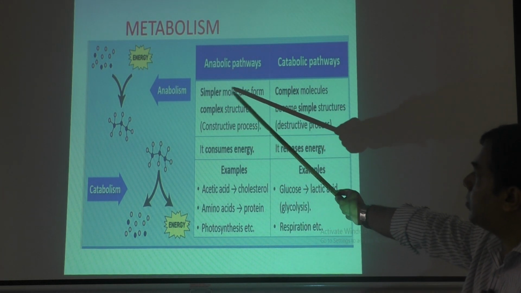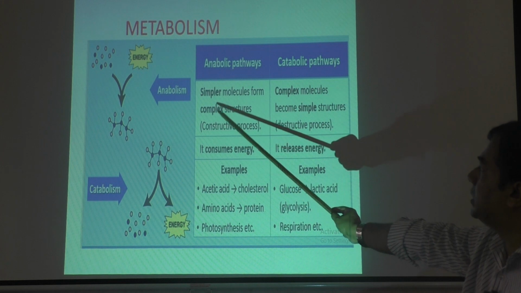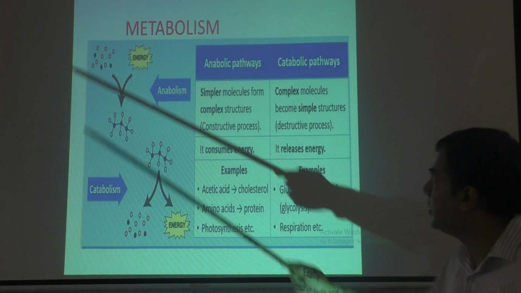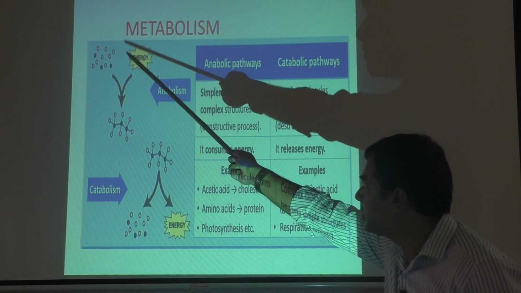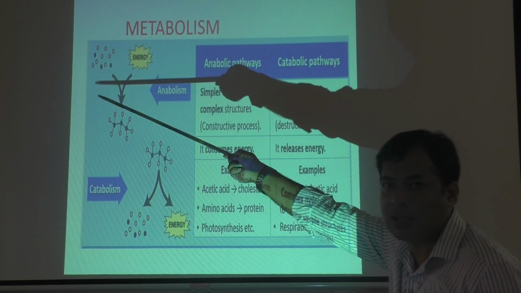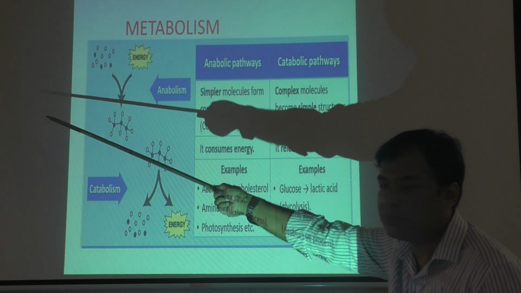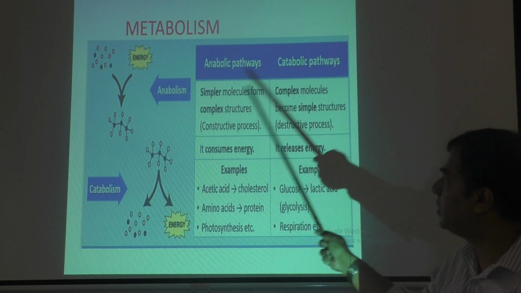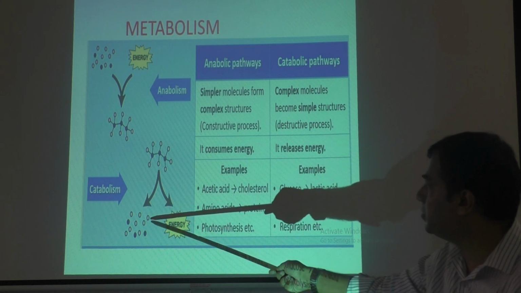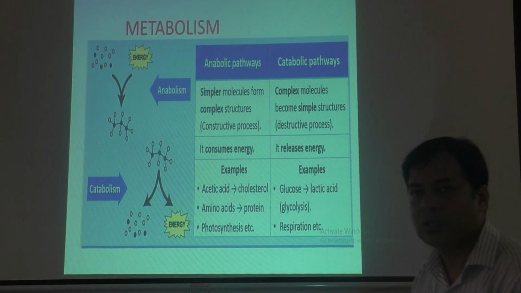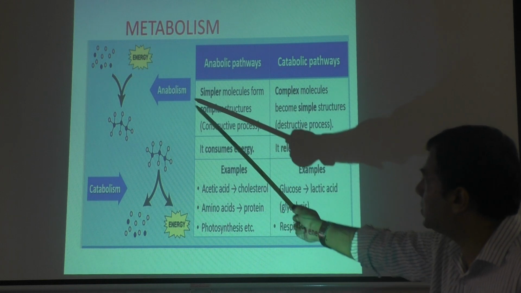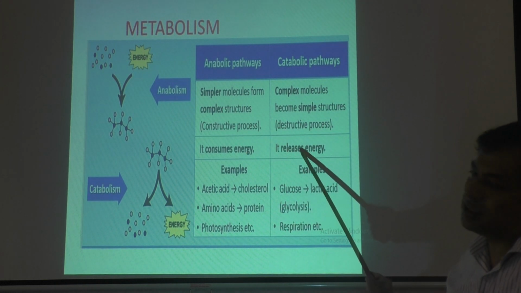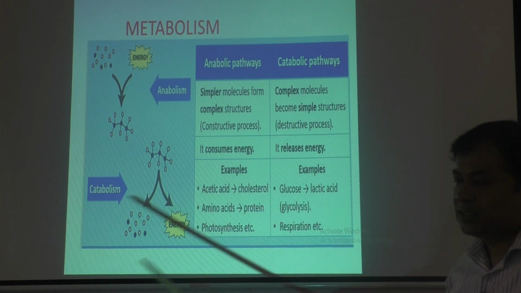Anabolism is a building up process or constructive process. Simple molecules form complex molecules. You can see there all the simple molecules, many round dot like structures, have formed a complex molecule. Then catabolism, a complex molecule becomes simpler molecules. Anabolism uses energy, it consumes energy. Catabolism releases energy.